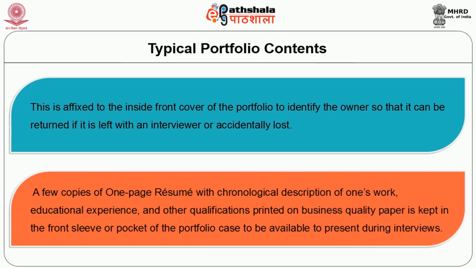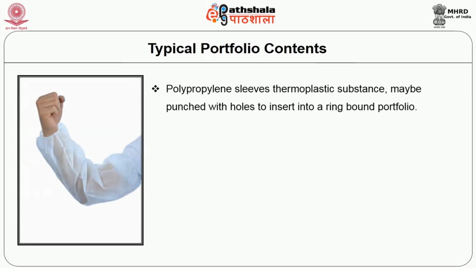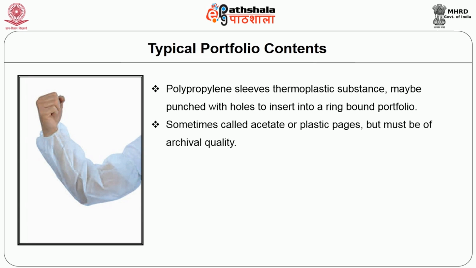A few copies of a one-page resume, with a chronological description of one's work, educational experience and other qualifications, printed on business quality paper, should be kept in the front sleeve or pocket of a portfolio case to be available to present during interviews. Polypropylene sleeves, thermoplastic substances, may be punched with holes to insert into a ring-bound portfolio, sometimes called acetate or plastic pages, but must be of archival quality.